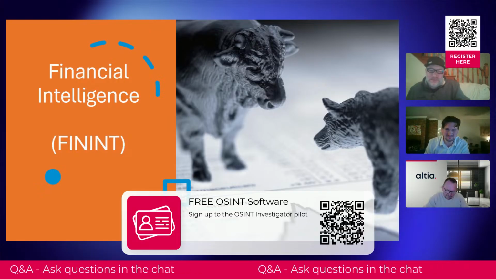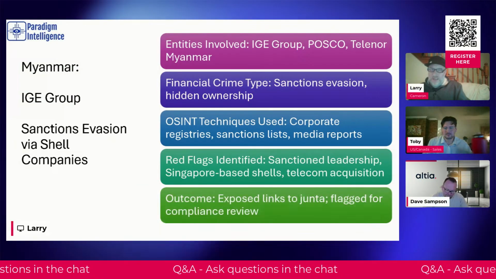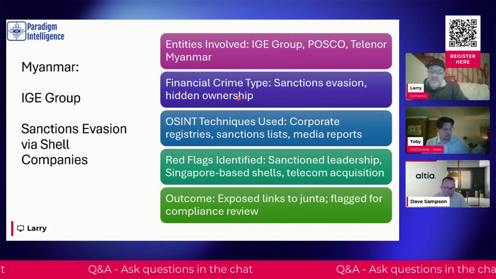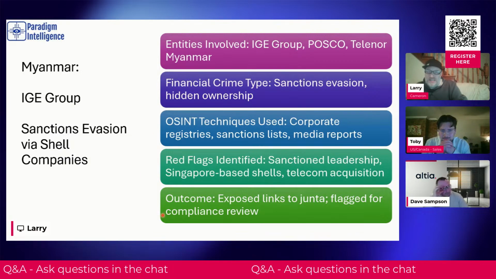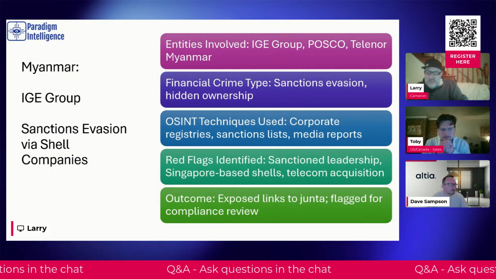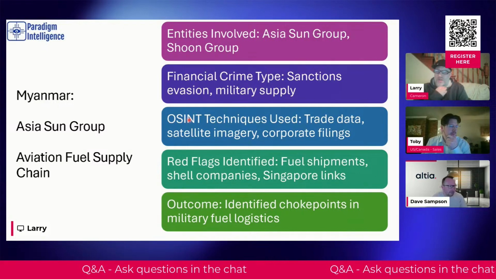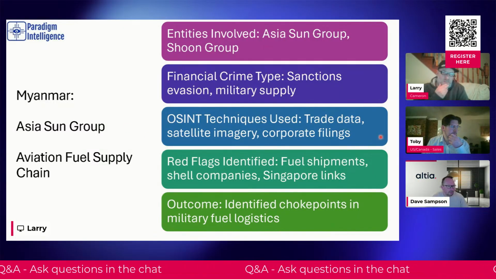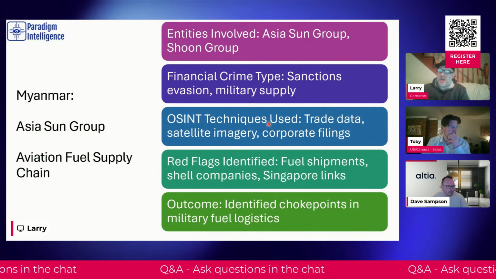Now we'll go through some financial intelligence quickly. These are different scenarios, so different entities, financial crime type, sanctions evasion. Now there's quite a few of these red flags, different outcomes that we can talk about. We'll just go through these quick, but the different OSINT techniques used for these different scenarios: trade data, satellite imagery, corporate filings. This is what you're looking for to uncover the crimes.